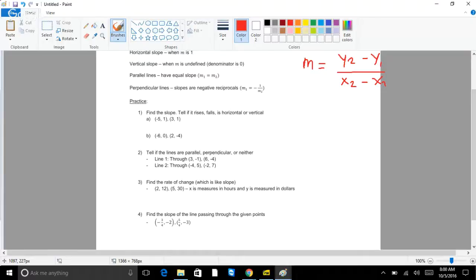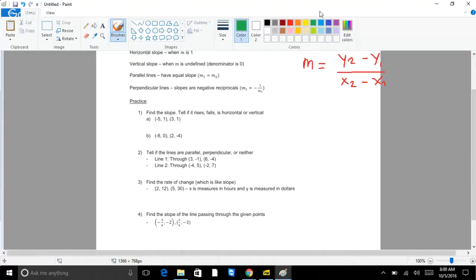So question 2 says, tell if the lines are parallel, perpendicular, or neither. And what we're given is 2 lines, and we're given 2 coordinates on each line. So line 1 is at (3, -1) and (6, -4). And line 2 is at (-4, 5) and (2, -7). So there's a few ways that we can do this, but what we want to do is do this mathematically, and then we can always check this on our graphing tool.